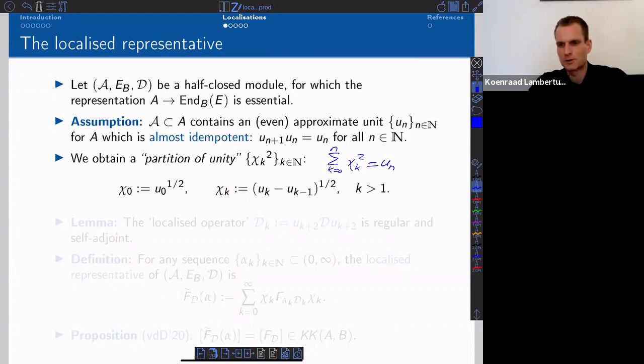So in particular, un converges to the identity strongly. This means that if we take the limit of this sum going to infinity, then it converges strongly to the identity. So this justifies the use of the term partition of unity.